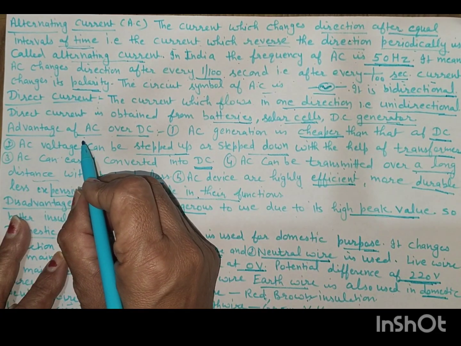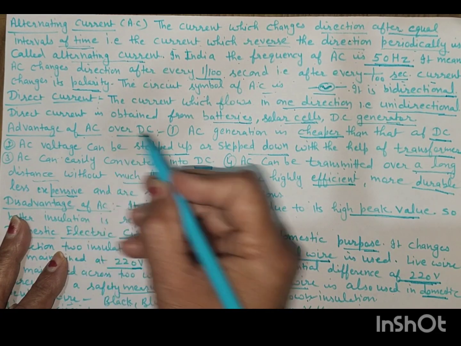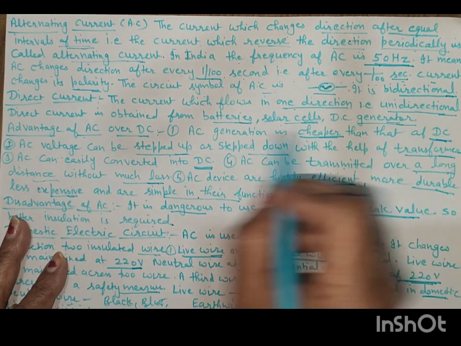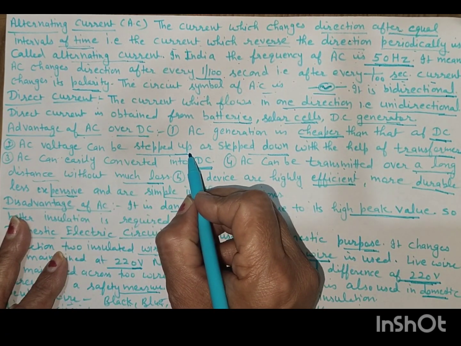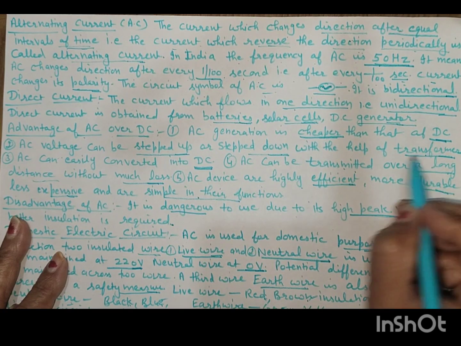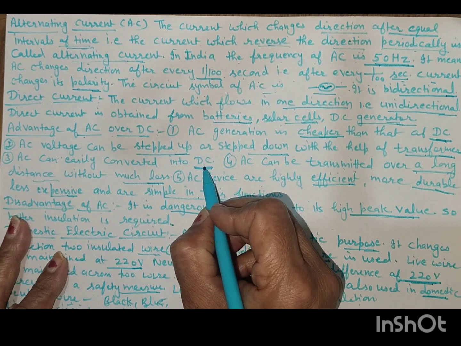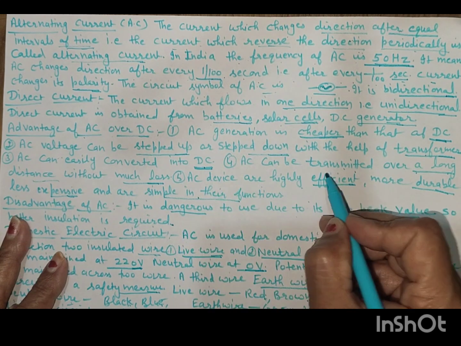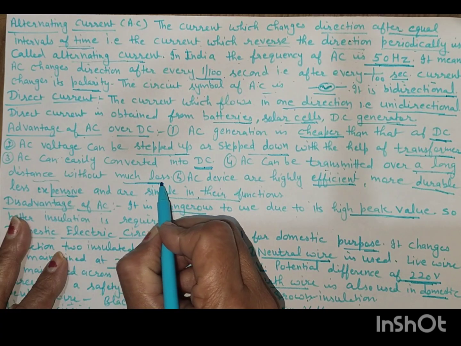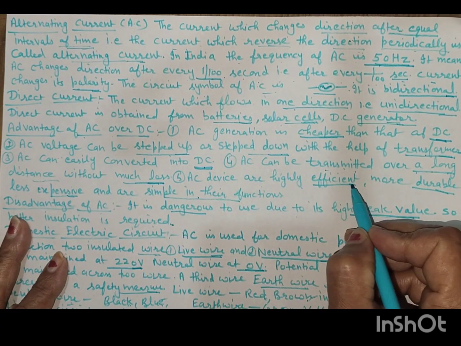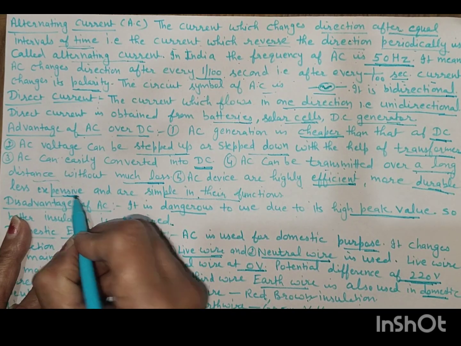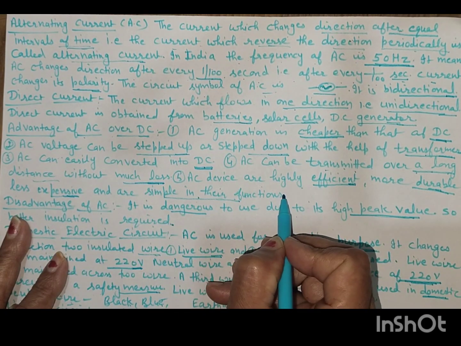Now, what are the advantages of AC over DC? AC generation is cheaper than that of DC. AC voltage can be stepped up or stepped down with the help of a transformer. AC can easily be converted into DC. AC can be transmitted over a long distance without much loss. AC devices are highly efficient, more durable, less expensive, and simple in their functions.